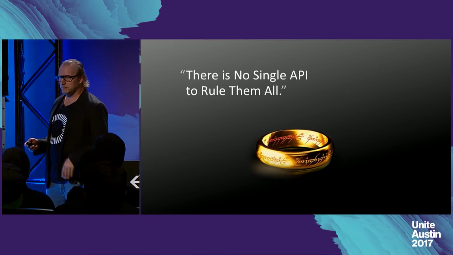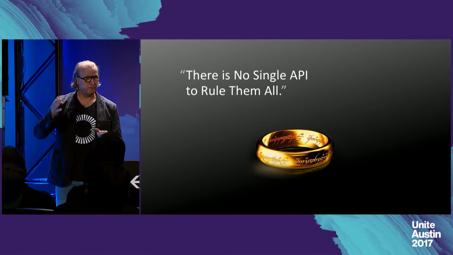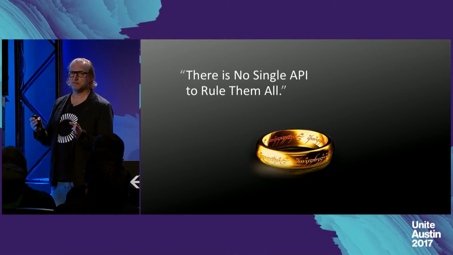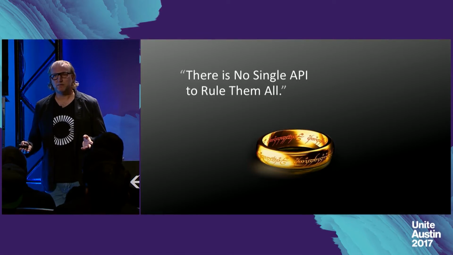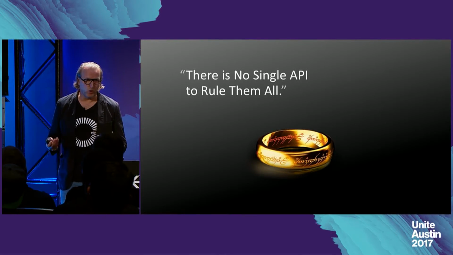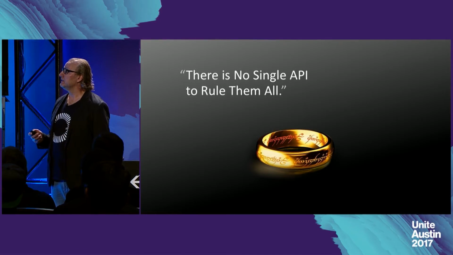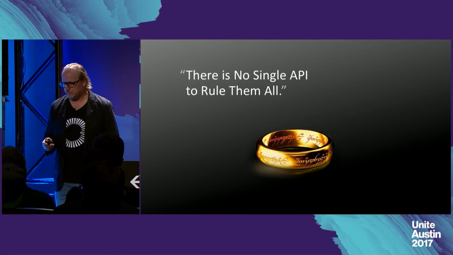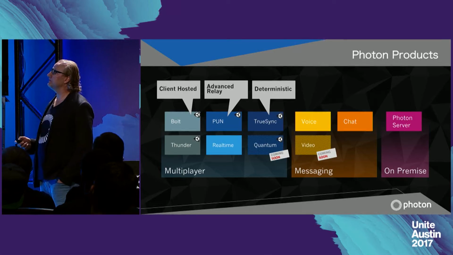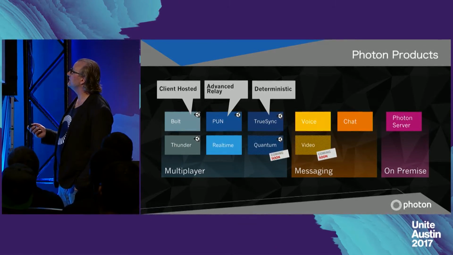So again, here's a question: why do we have so many multiplayer solutions? Because there are 3 major architectures available. And then the question, couldn't there just be one API? I think no, personally. I think there will always be multiple ways to tackle multiplayer, and it depends on your game type what architecture is best for you. So client-hosted, advanced relay, and deterministic.